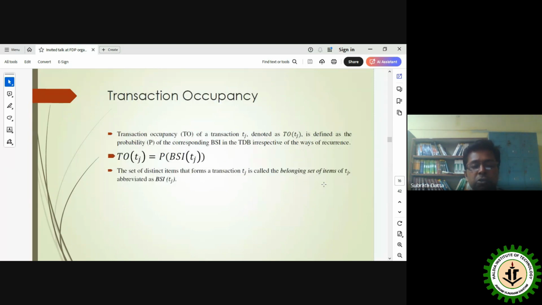Transaction occupancy is abbreviated as TO. The TO of a transaction Tj, where small tj is the notation for a particular transaction for j equal to 1, 2, 3, 4 (if j equals 1, it is the first transaction; if j equals 2, the second transaction), means the transaction occupancy of that particular transaction. It is the simple probability of the belonging set of items of that transaction. So P of BSI, where BSI means belonging set of items. I shall explain later with an example what the belonging set of transactions actually is.